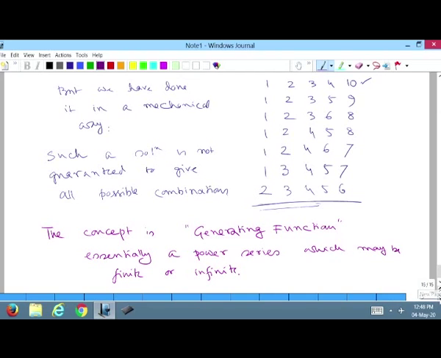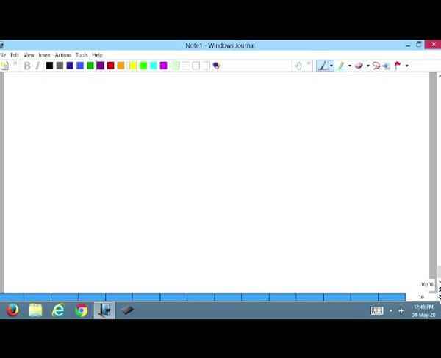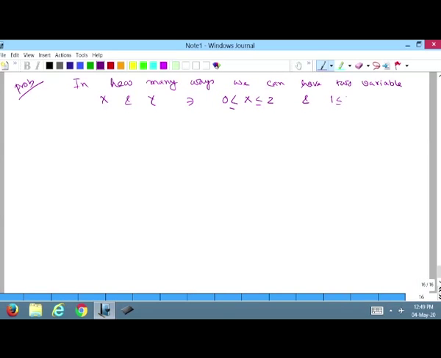So, let me first give you some example. In how many ways we can have two variables x and y such that 0 less than equal to x less than equal to 2 and 1 less than equal to y less than equal to 2 and x plus y is equal to 3. This solution is pretty simple.